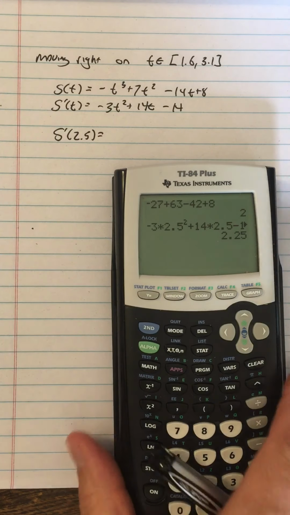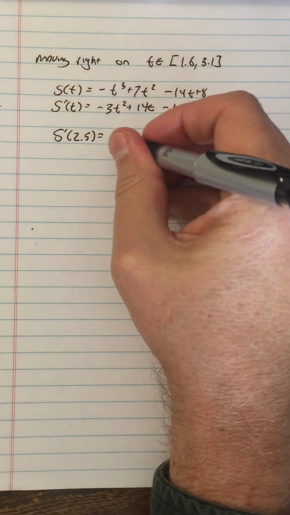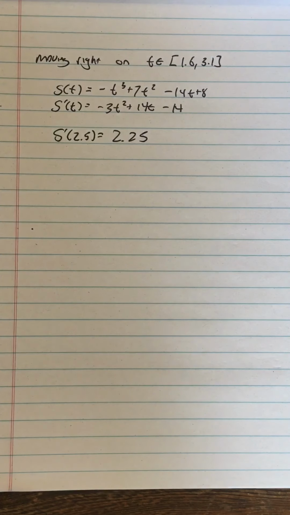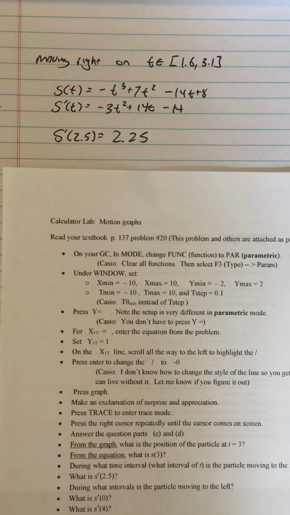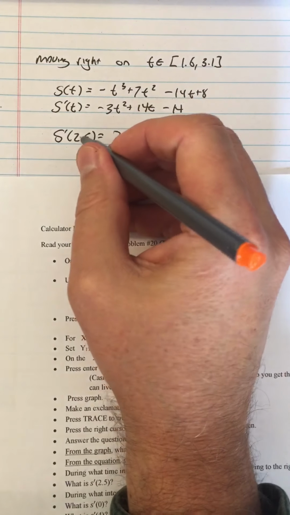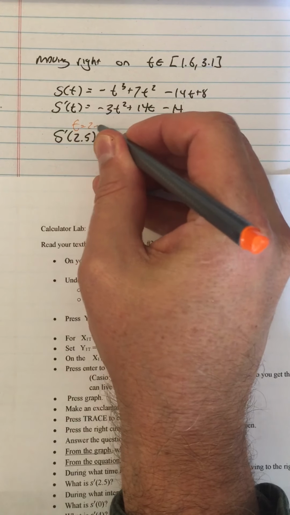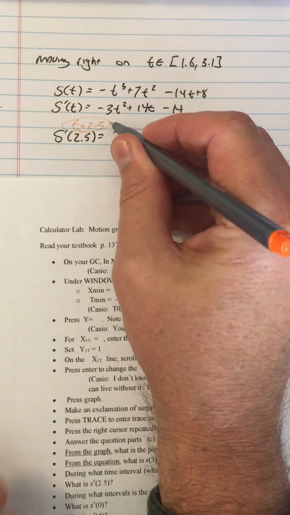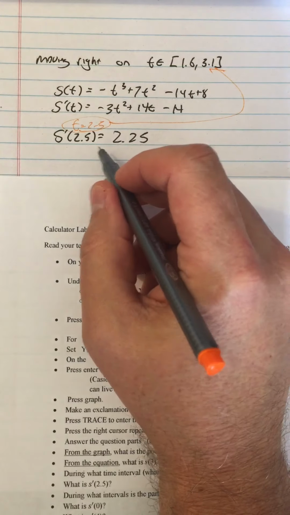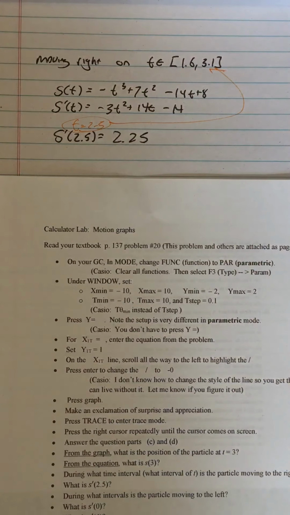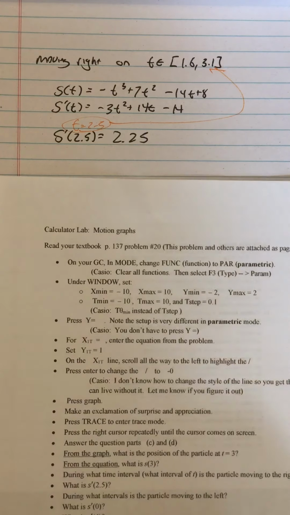And I get 2.25, all right? 2.25. Now, why did I ask this question? Because t equals 2.5 is in this interval. So what's interesting about s prime of 2.5? Well, I'll let you think about that and we'll look at the other two.